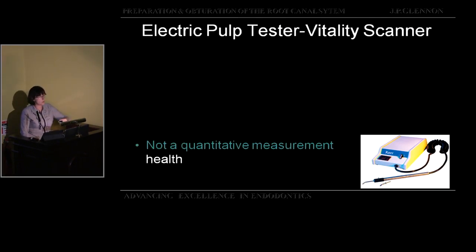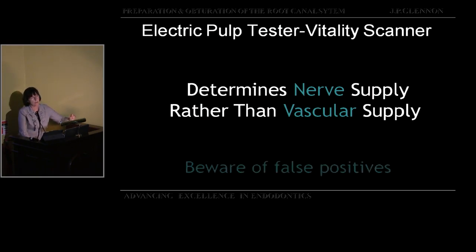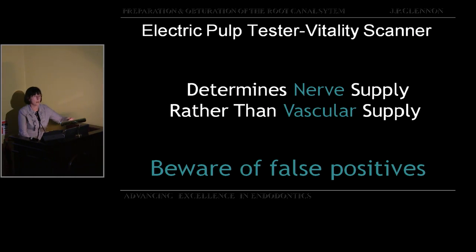And it isn't a quantitative measurement of health. So if it responded at 50 last week and it's 30 this week, it doesn't mean it's more painful this week. It doesn't mean it's more healthy. It is a response. It's determining a nerve supply. It's not telling you anything about a vascular supply. And we can be tricked with false positives. You might have liquefactive necrosis in a tooth, giving you a response from the C fibres, and you may have a multi-rooted tooth where some canals are vital and some are not.